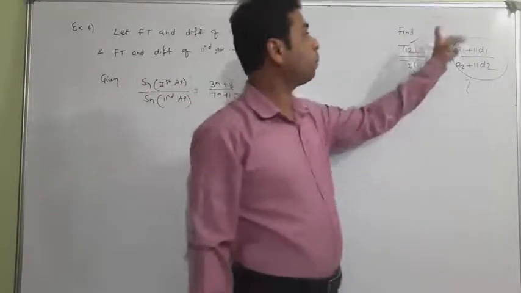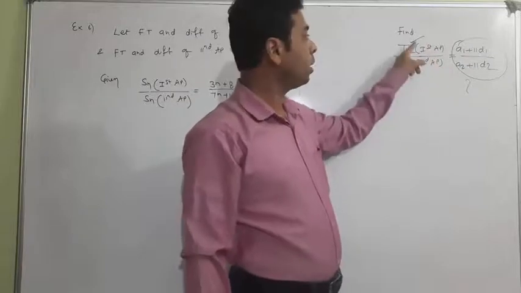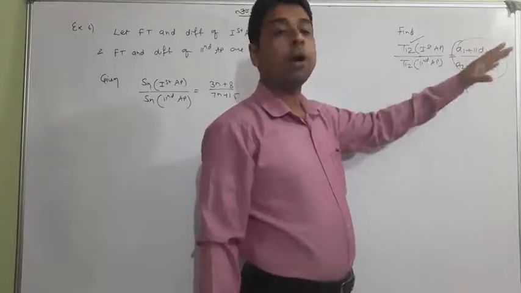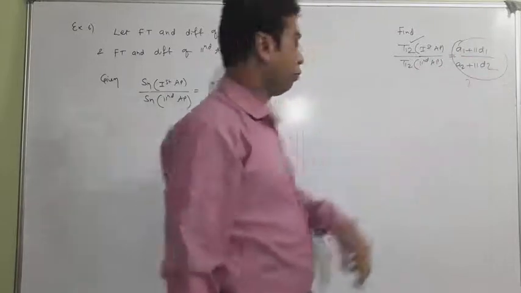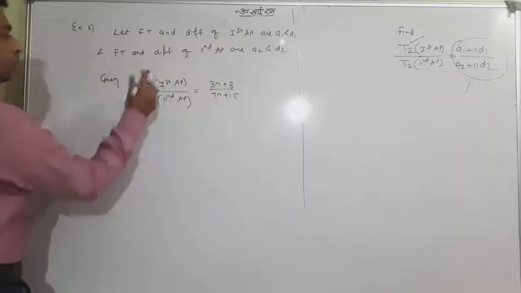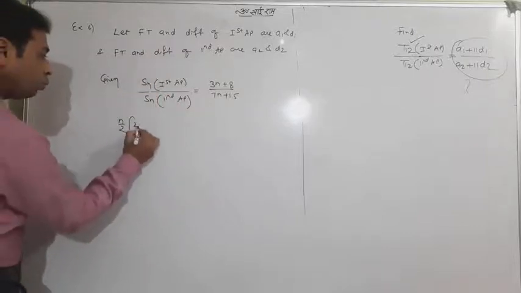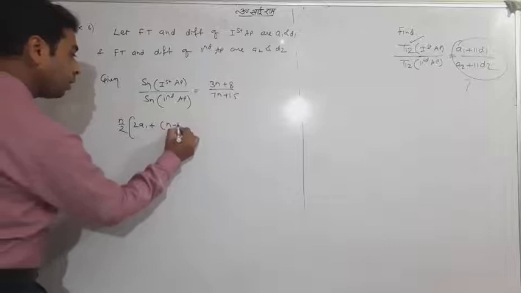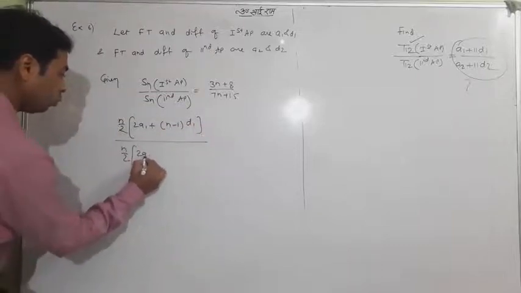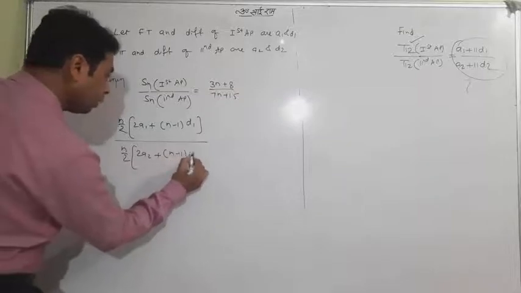Because you need the ratio of the 12th terms, T12 of the first AP upon T12 of the second AP. So how we can get this answer, I'm telling you. Look, this is the given sum of n terms, you know the formula, n by 2 into 2a plus n minus 1 into D, and n by 2 into 2a plus n minus 1 into D.